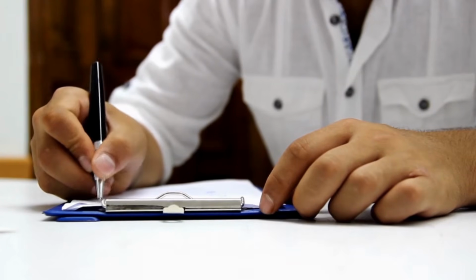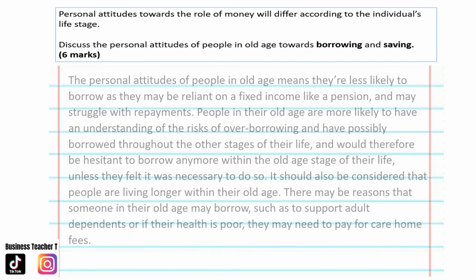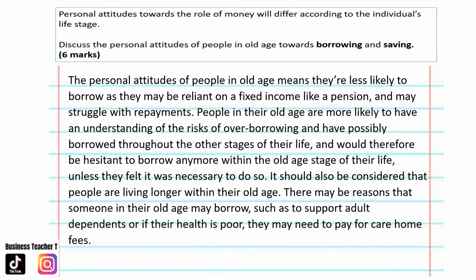Let's take a look at a 6-mark question and answer. Here's our 6-mark question. Personal attitudes towards the role of money will differ according to the individual's life stage. Discuss the personal attitudes of people in old age towards borrowing and saving. 6 marks. Our first paragraph.